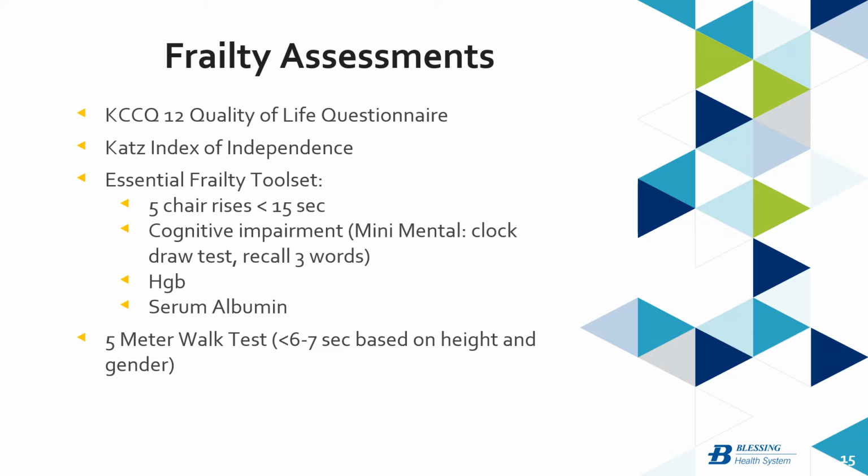The essential frailty toolset: they have to complete 5 chair rises. The goal is to do it in less than 15 seconds. We do a mini mental test with a clock draw test and recall of 3 words. We look at their hemoglobin for anemia and their serum albumin for their overall nutrition, and that goes into a score. We also have them walk 5 meters, essentially 15 or 16 feet, and based on their height and gender, there is a time goal, less than 6 or 7 seconds. All of these go into a frailty score and an assessment for their operative risk, which goes into the overall evaluation.